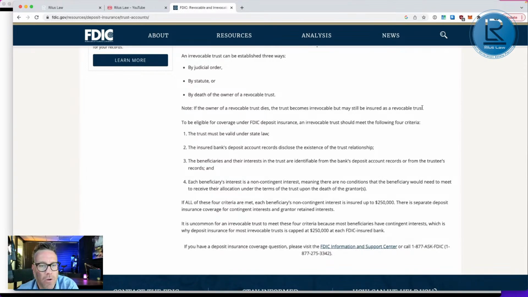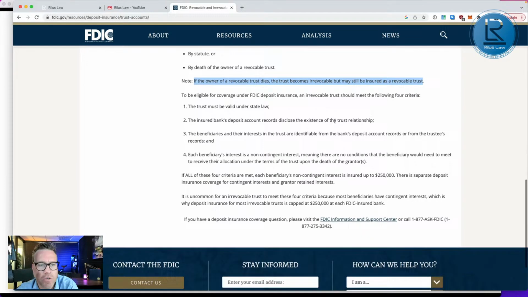So I'm glad they noted this. If the owner of a revocable trust dies, the trust becomes irrevocable, but it's still insured as a revocable trust. So even though it becomes irrevocable after they pass away, the rules that we just went over for revocable trust apply. Now, to qualify for coverage as an irrevocable trust, let's look at this criteria.